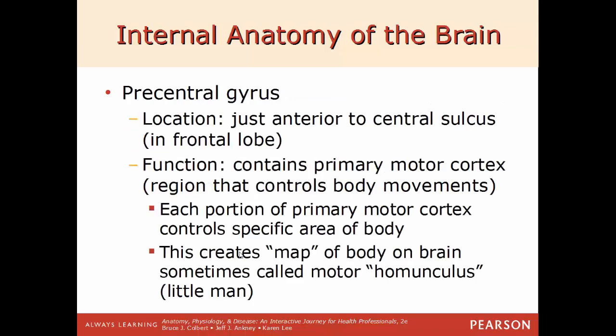All right, first we'll talk about the precentral gyrus. Location, like we just mentioned, just anterior to the central sulcus in the frontal lobe. Function, it contains the primary motor cortex. This is the region that controls your body movements. Each portion of the primary motor cortex controls a very specific part of your body. So this creates a map of the body on the brain, sometimes called a motor homunculus, or little man.